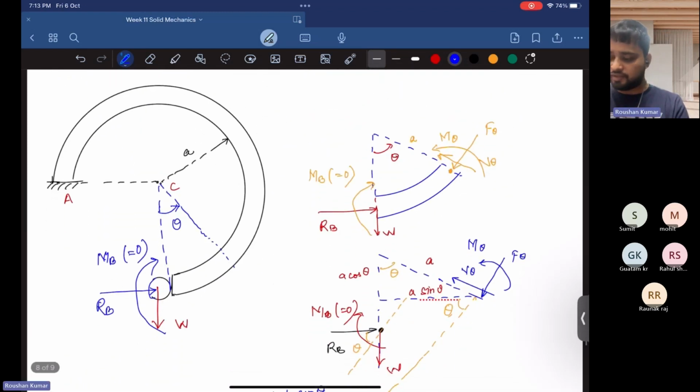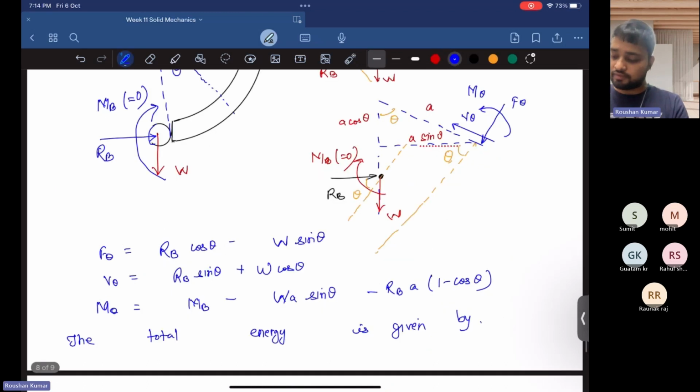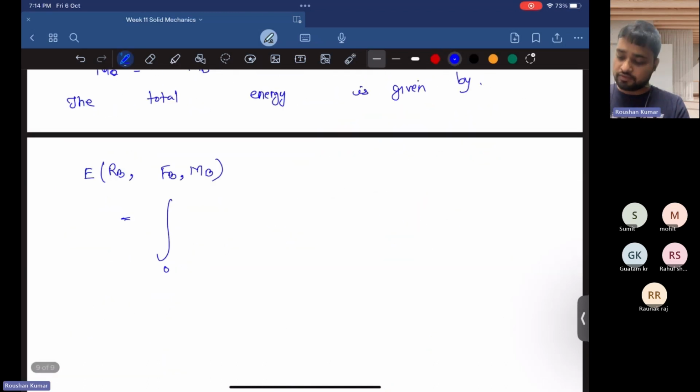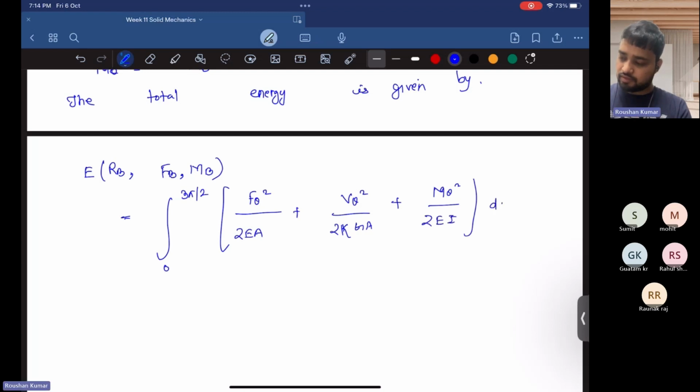So this angle is completely not 360 degree. If you see this beam, this is not a complete 360 degree. This is some 180 plus 90, that is 270 degree. So that's why we have to integrate the section over 0 to 3 pi by 2, F theta square upon 2 EA plus V theta square upon 2 kappa GA plus M theta square upon 2 EI into d theta.